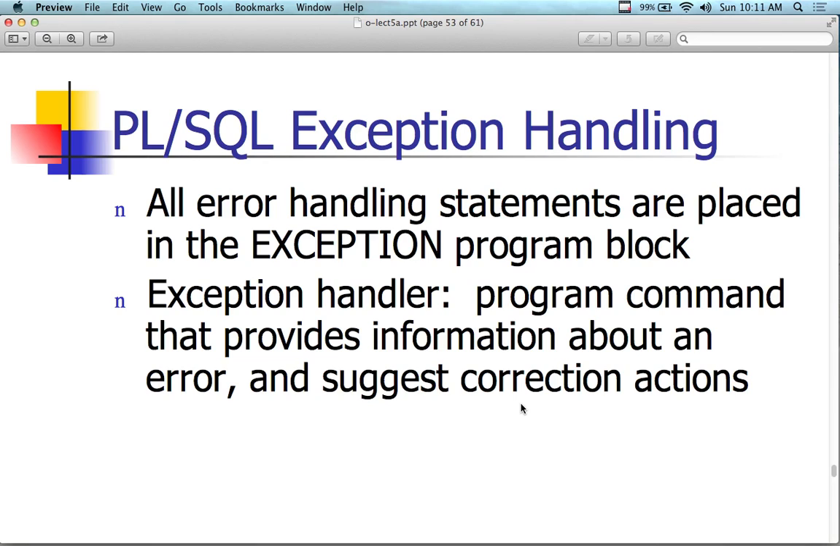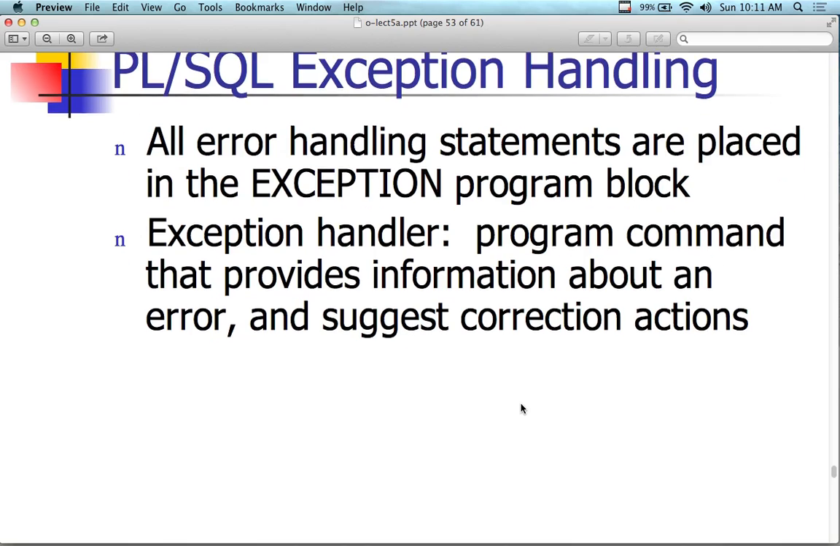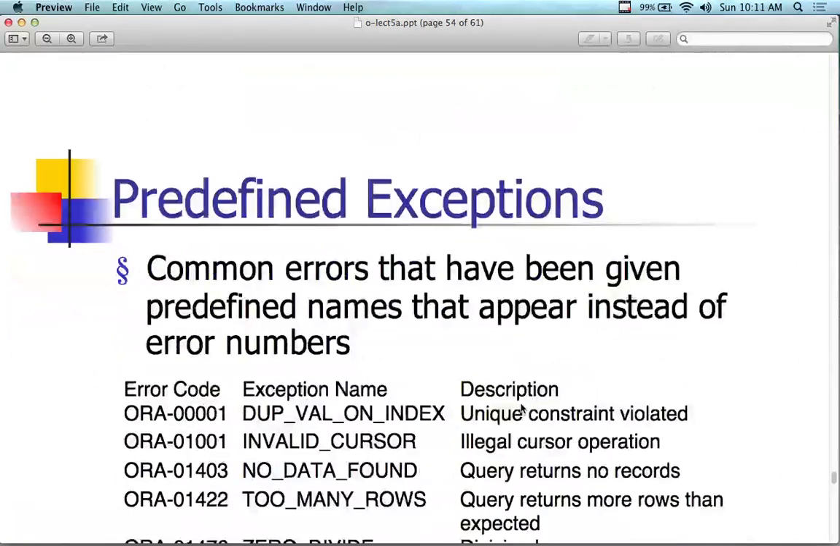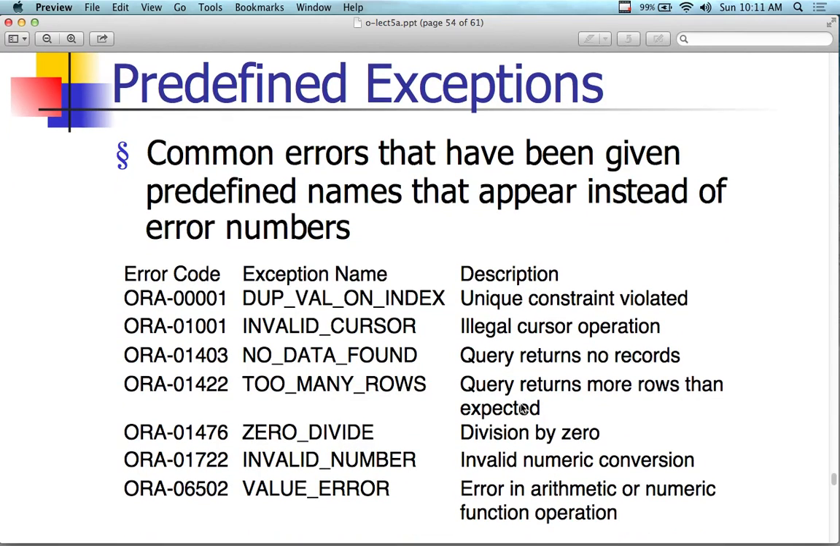So error handling statements are placed in the exception program block. When there's a problem, it goes to the exception program block, and whatever is in the exception block is what's going to happen when there's an error. An exception handler is the program commands that provide information about the errors and suggest corrective actions. So the handler is just like in any other programming language. It's an error handler, an exception block handler.